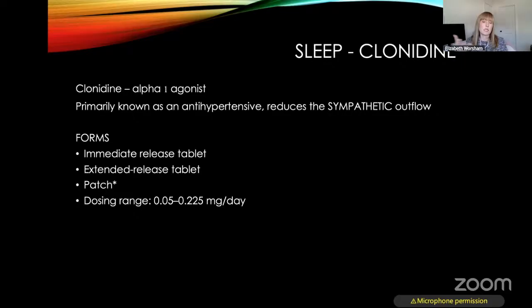Next, clonidine. Clonidine is an alpha-2 agonist. It's primarily known as an antihypertensive or a blood pressure medicine, and it reduces sympathetic outflow. What does that mean? It reduces the fight or flight system in the body.